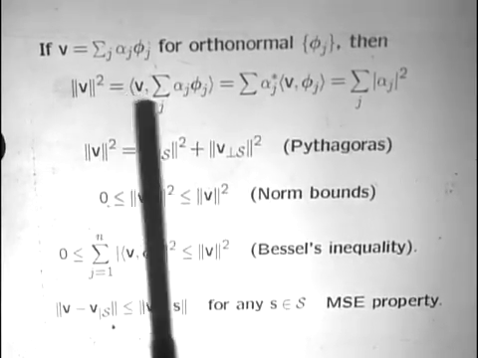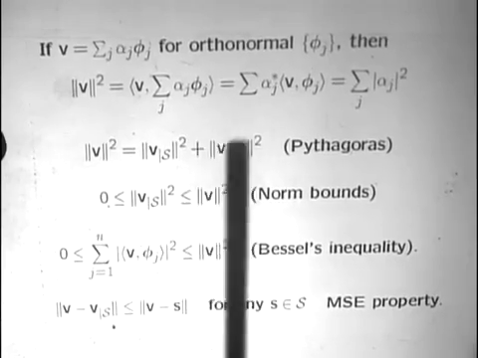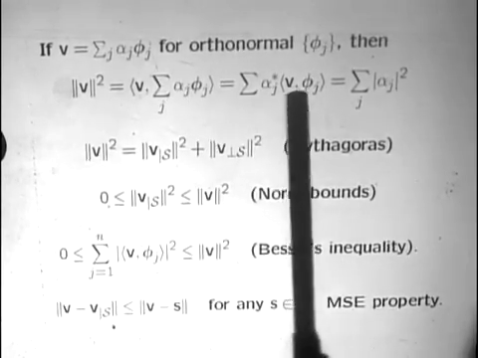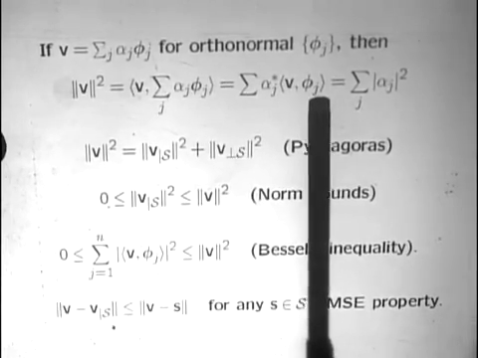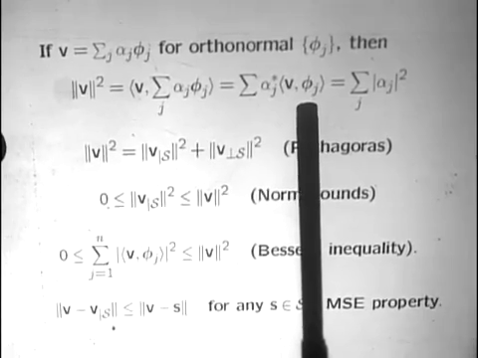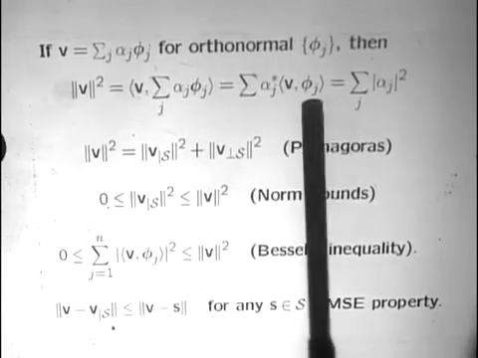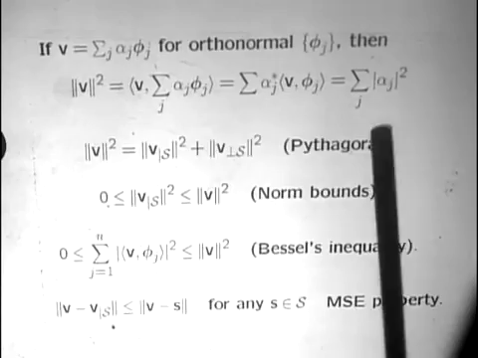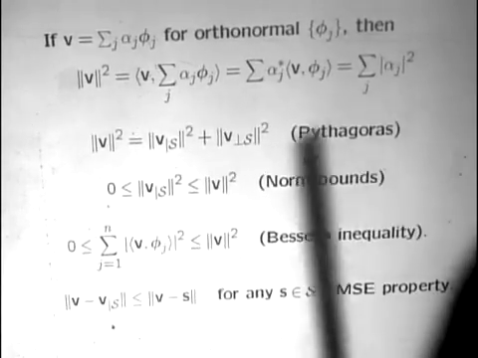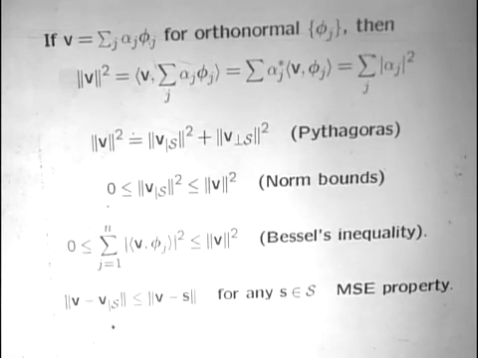When I take the inner product of V with all of these terms here, I get the sum of alpha sub j complex conjugated times the inner product of V with phi sub j. But the inner product of V with phi sub j is just alpha sub j times 1. So it's a sum of alpha sub j squared. Okay, this is this energy relationship we've been using all along.